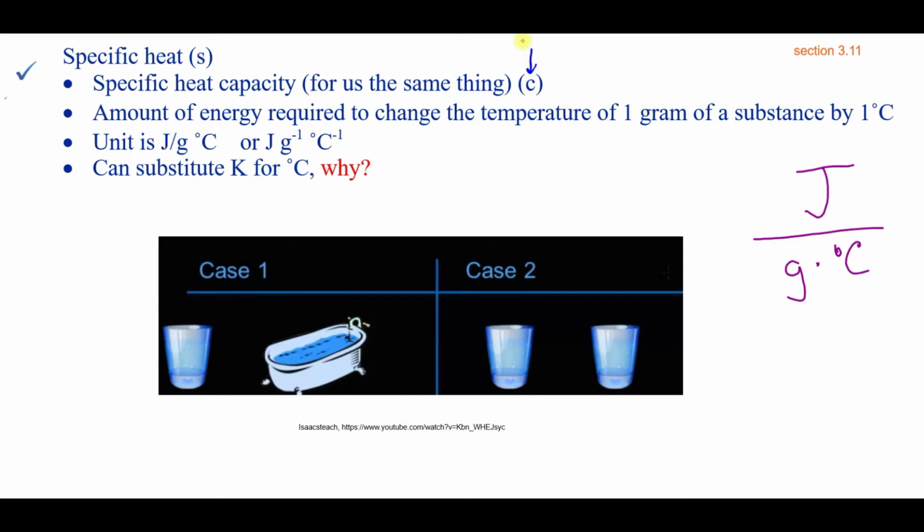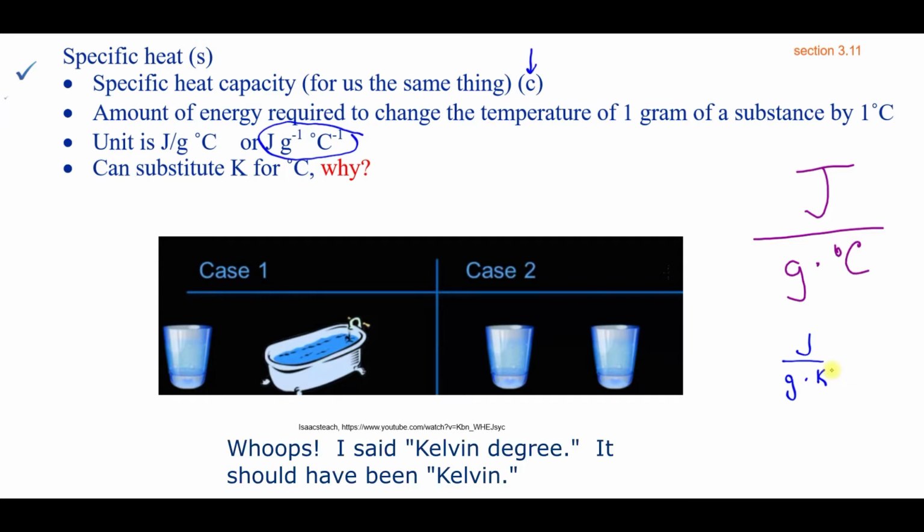The unit is a combined unit. We have joules over grams times degrees Celsius. Sometimes you will write it this way, and you will see it written this way. And that -1 simply means that grams and degrees Celsius is in the denominator. We can substitute Kelvin for Celsius. And why do you think that might be? Remember that the Celsius degree and the Kelvin degree are equal.